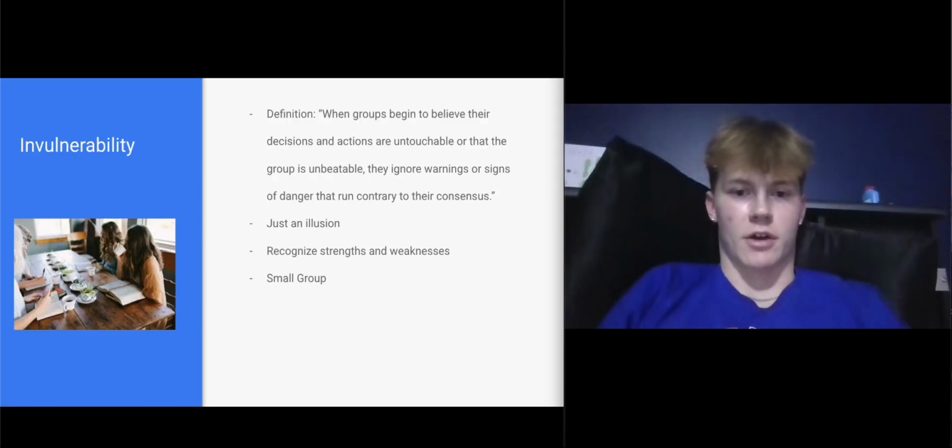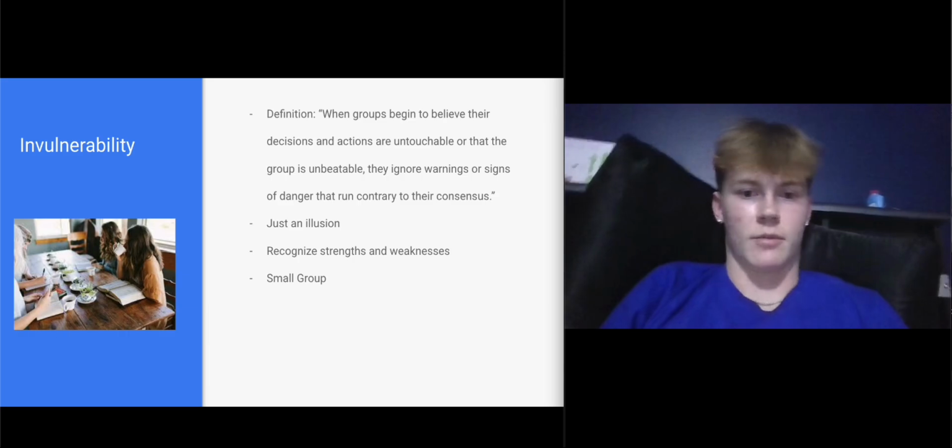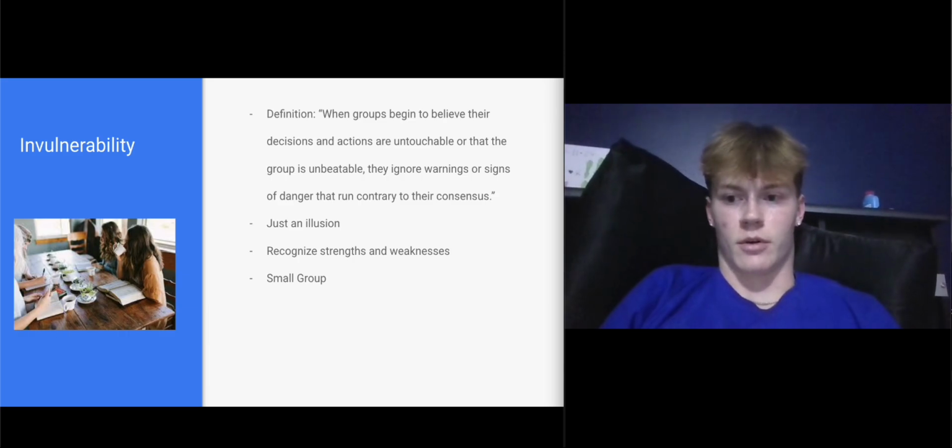Okay, the next thing we'll be talking about is invulnerability. The definition of invulnerability is when a group begins to believe their decisions and actions are untouchable or that the group is unbeatable. They ignore warnings or signs of danger that run contrary to their conscience. Often it is a misunderstood concept.